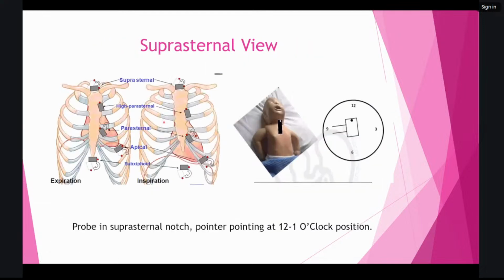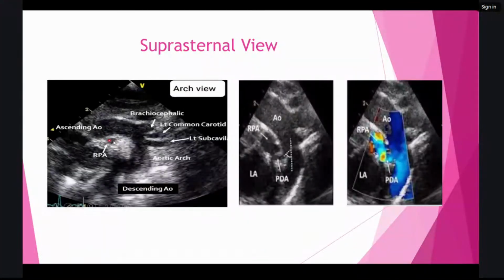Then coming to the suprasternal view, the probe is kept in the suprasternal notch, pointer at the 12 to 1 o'clock position. So as we can see in the suprasternal view, this is the ascending aorta, this is the arch of aorta, and this is the right pulmonary artery. We can see the 3 branches of the arch of aorta. Here we can see the PDA between the pulmonary artery and aorta.